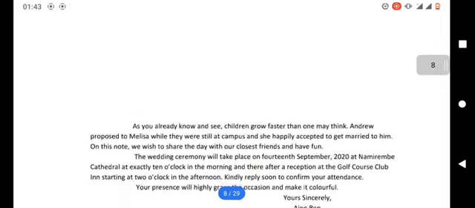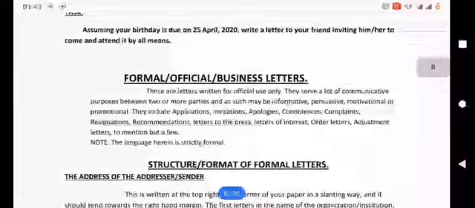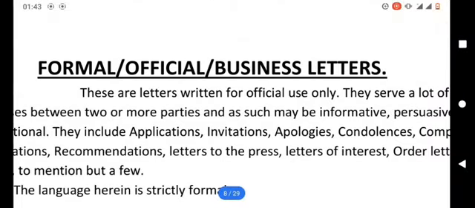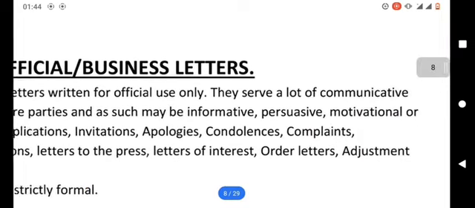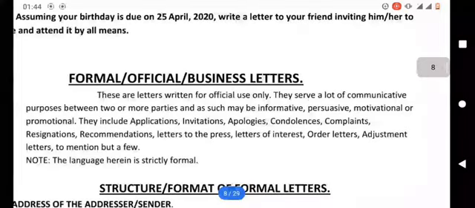Formal letters are called formal, official or business letters. These are letters written for official use only. They serve a lot of communicative purposes between two or more parties, and as such may be informative, persuasive, motivational, or promotional.